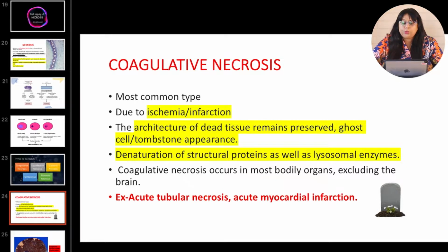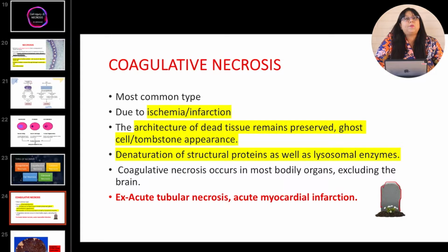As I have told you, the architecture of the dead tissue remains preserved, and this phenomenon will give rise to ghost cells or cells which have a tombstone appearance. As you can note here, the figure of a tombstone. In the tombstone figure, you can see there is only an outline. Here you can just note the outline of the cell. This is the tombstone, and you can see in the tombstone there is only the outline, and there are no features visible inside the tombstone.